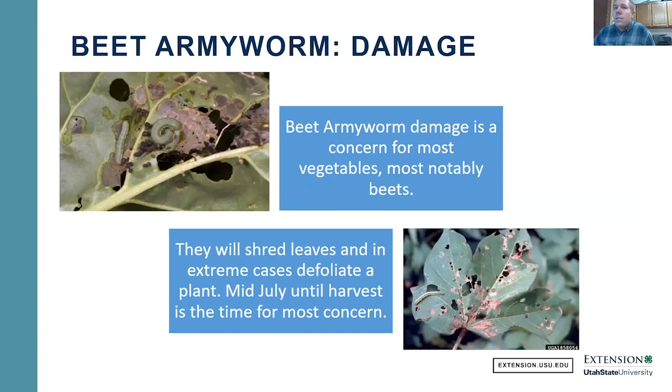The damage that beet armyworms can cause is a concern for pretty much any vegetable, notably beets. They'll really just shred the leaves and destroy them. And then as they cause their damage, that can cause stunted growth as well. But if you've got an extreme problem with armyworms, they can pretty much defoliate an entire plant.